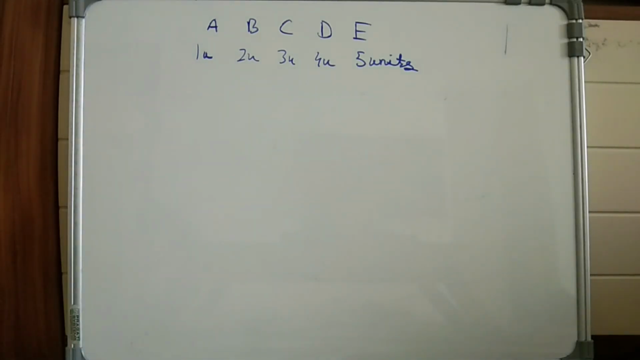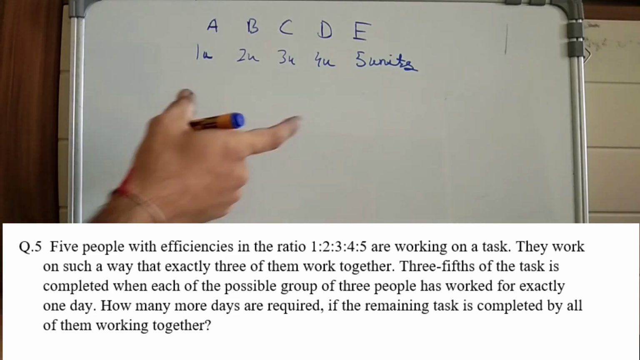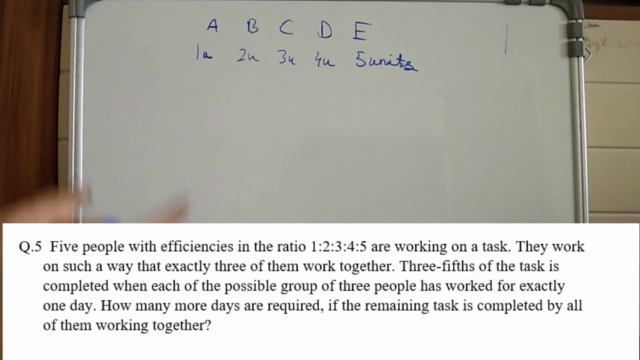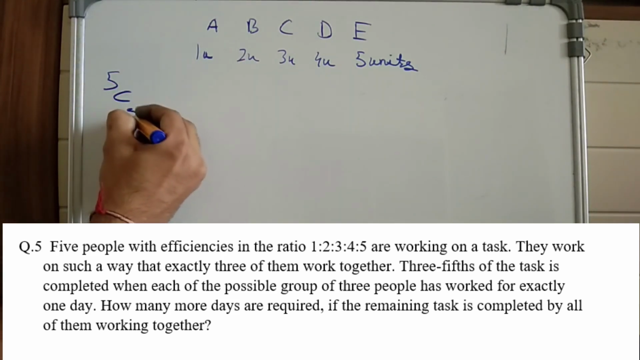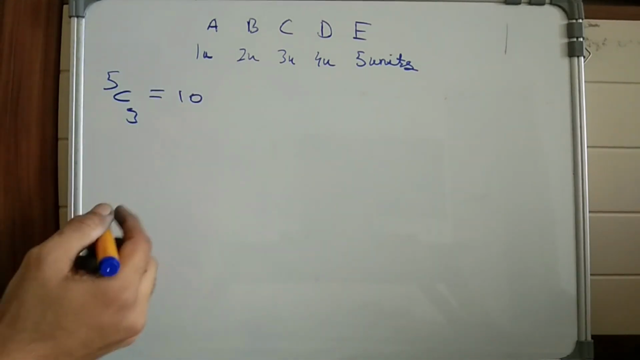Okay, so now the question says 3/5 of the task is completed when each of the possible groups of 3 people has worked for exactly 1 day. Okay, so there are a total of 5 people. In how many ways can I form a group of 3 people? This is nothing but 5C3. 5C3 is 10. So there will be 10 groups.